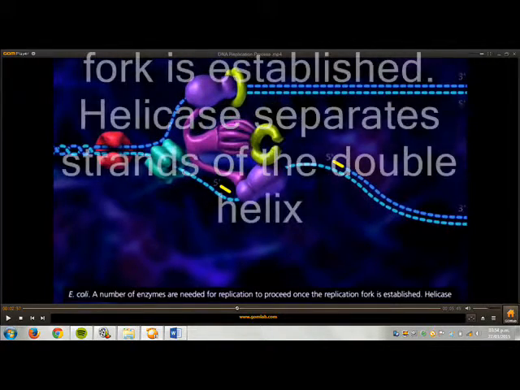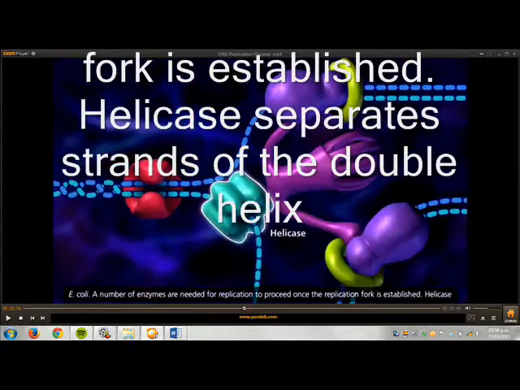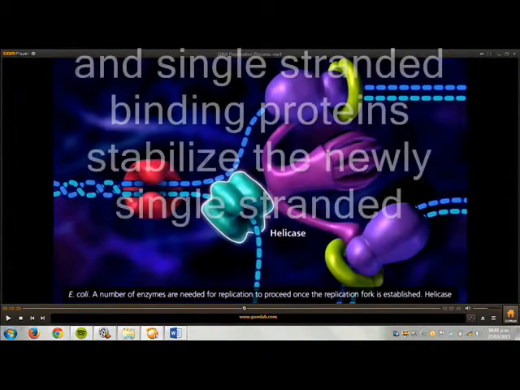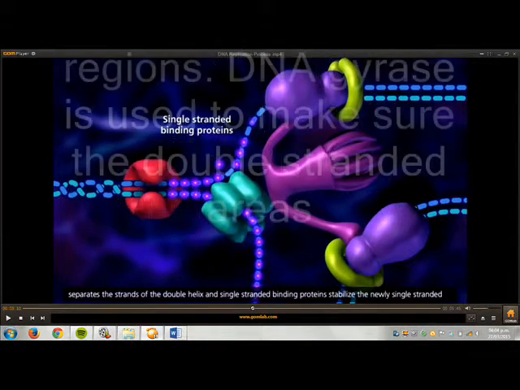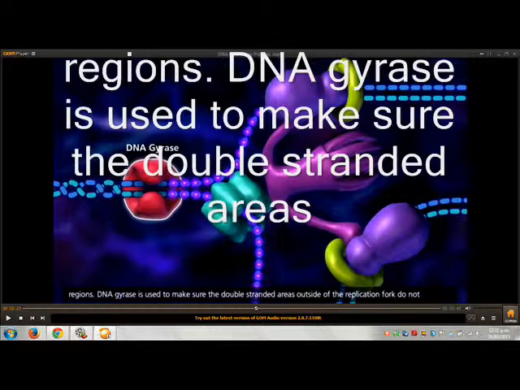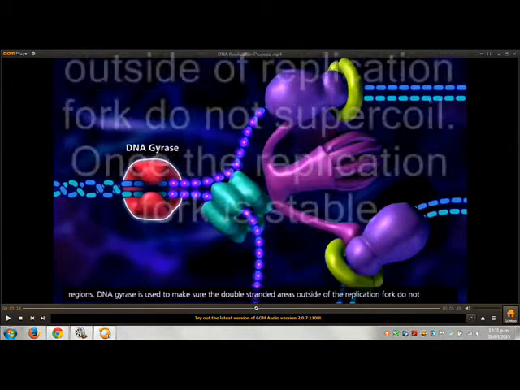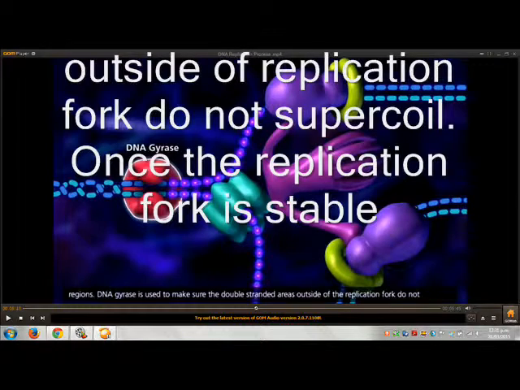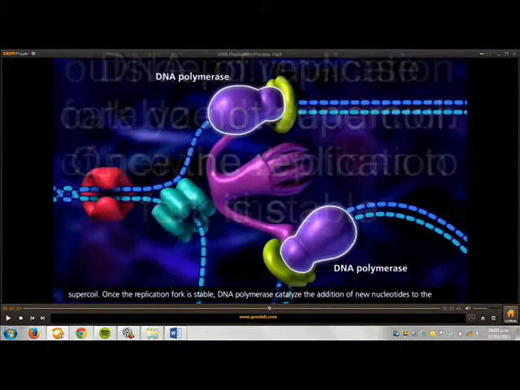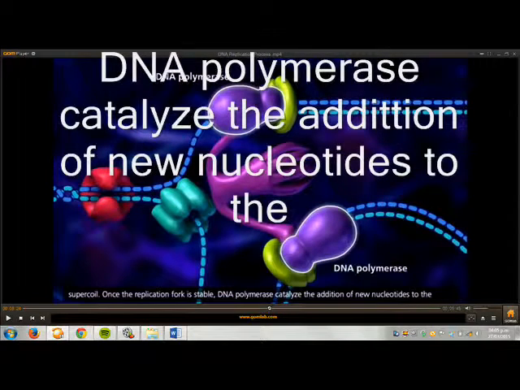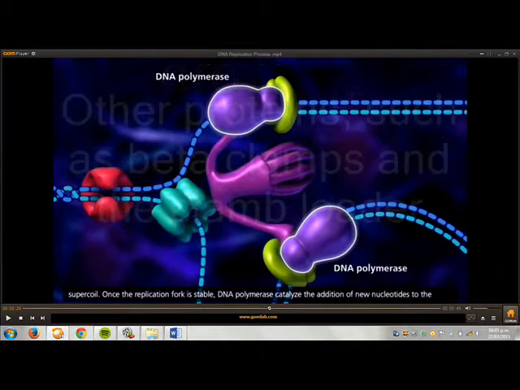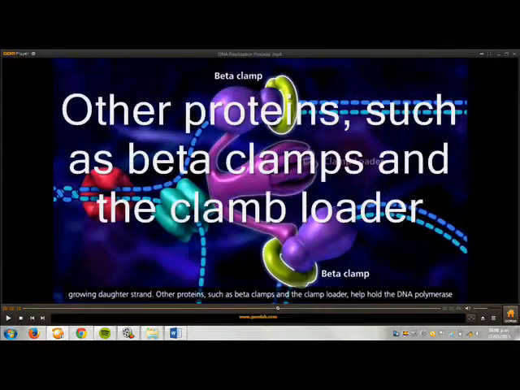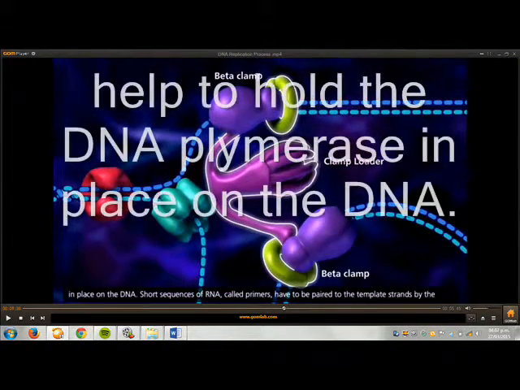Once the replication fork is established, helicase separates the strands of the double helix, and single-stranded binding proteins stabilize the newly single-stranded regions. DNA gyrase is used to make sure the double-stranded areas outside the replication fork do not supercoil. Once the replication fork is stable, DNA polymerase catalyzes the addition of new nucleotides to the growing daughter strand. Other proteins such as beta-clamps and the clamp loader help to hold the DNA polymerase in place on the DNA.